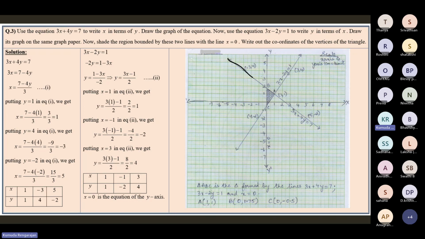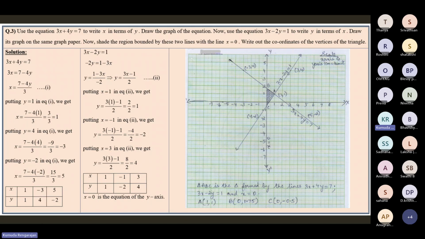Now this is one line. And you can see we have shaded this region, right? Why? Because this is the region which is enclosed by the 3 lines. Which are the 3 lines? See here, the y-axis, this line, and this line. Can you see? This is the triangle formed by these three lines.